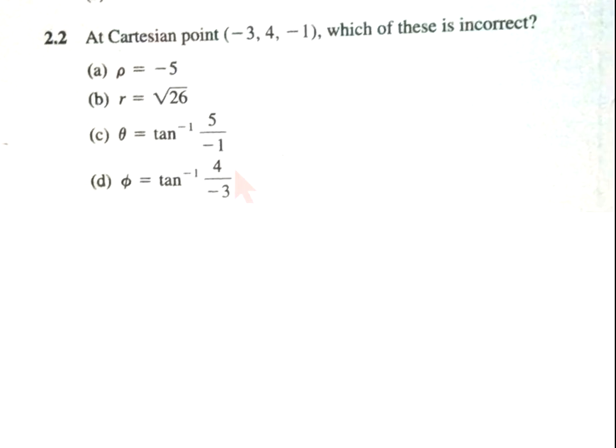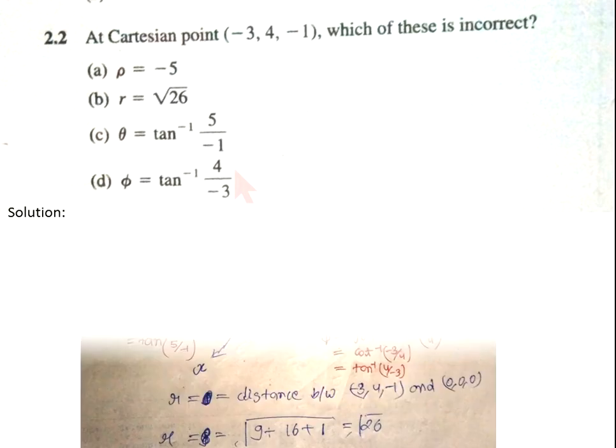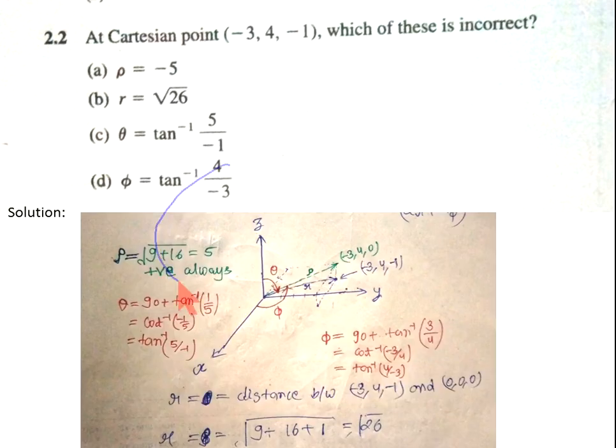Okay, now come to question number 2.2. A Cartesian coordinate (-3, 4, -1), which of these is incorrect? This is a simple question. First we locate the point. The -3 is in the x direction, +4 in the y direction, then -1 in the minus z direction. So this is the point in the Cartesian coordinate system.